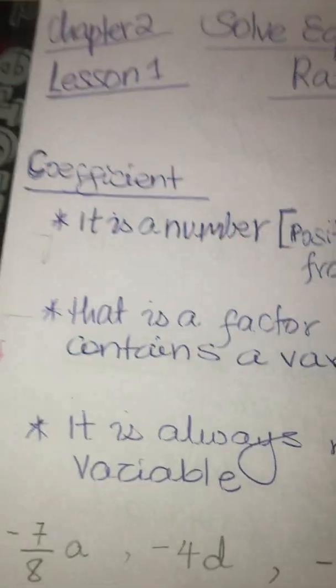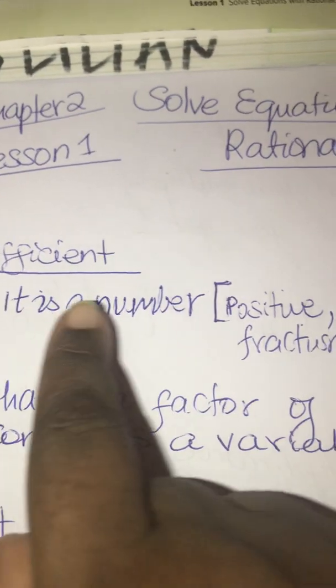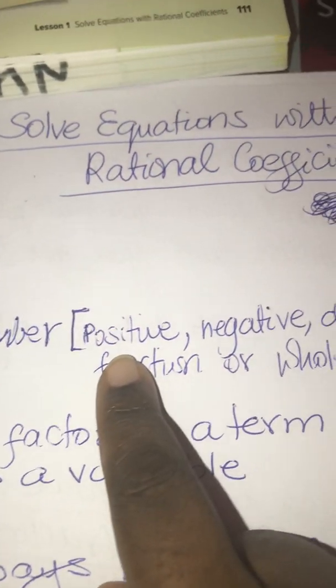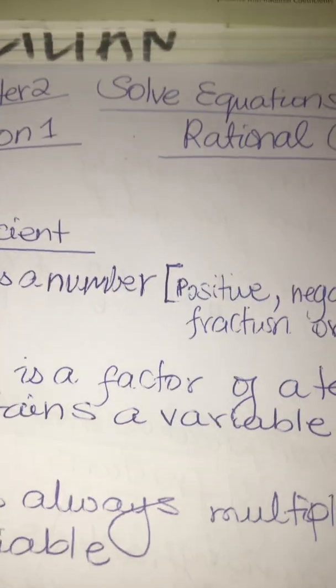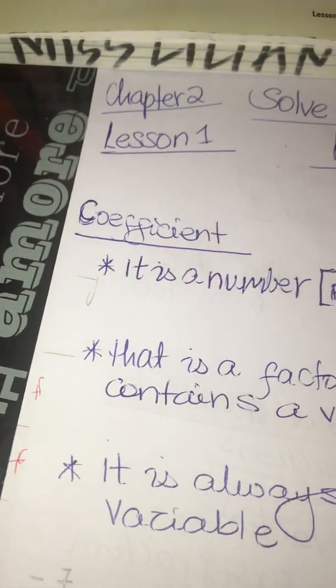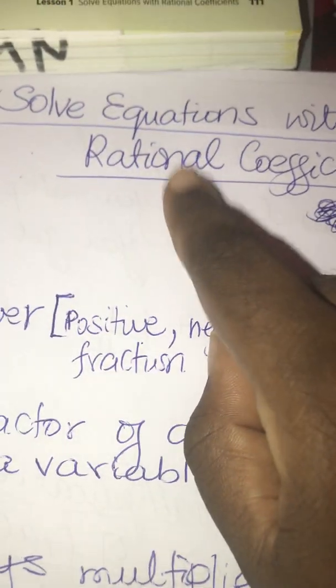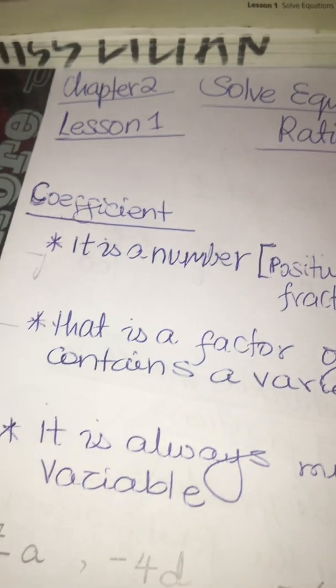Alright. So what is a coefficient? A coefficient is a number. It can be positive, negative, a decimal, a fraction, or a whole number. And the title of the lesson is rational. So that means any rational number can be a coefficient.